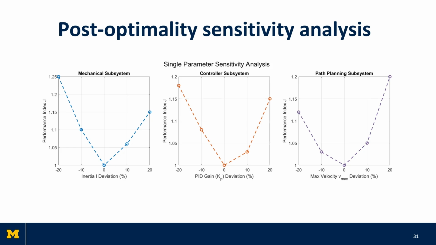On this slide, we examine how individual key parameters affect system performance. For the mechanical subsystem, we vary the initial I. For the controller, the PID gain, and for the path planning, the maximum velocity. Each parameter was adjusted by plus or minus 20% from its optimal value. The plots clearly show that any deviation, increase or decrease, results in a higher performance index, indicating degraded performance. Essentially, each subsystem is highly sensitive to its key parameters, underscoring the necessity of maintaining tight tolerance in design.